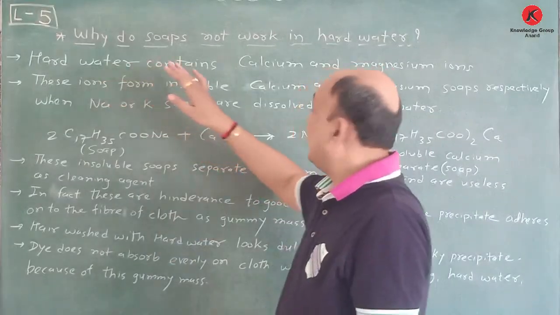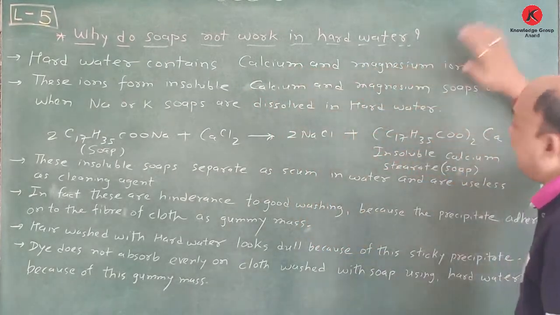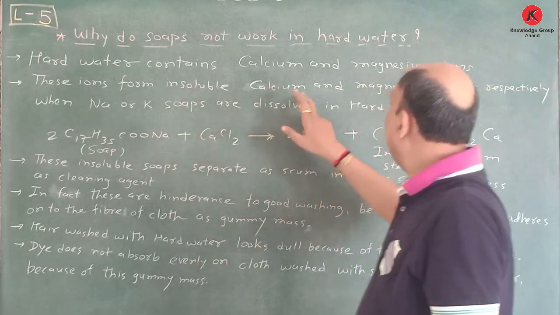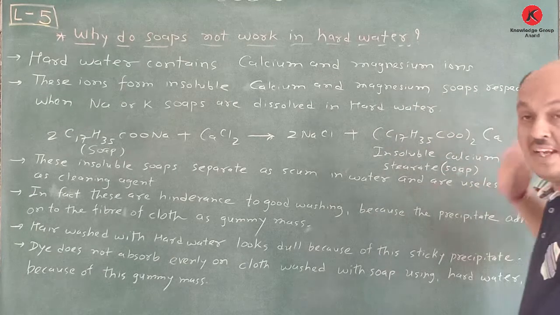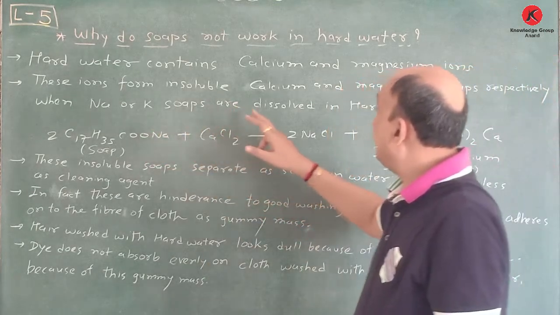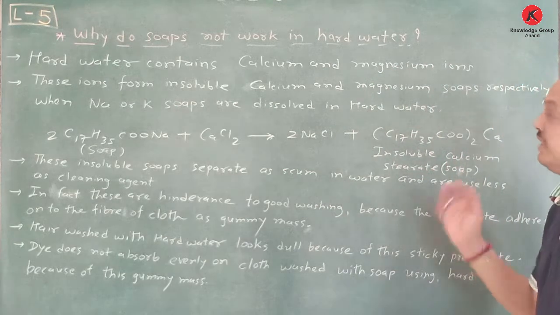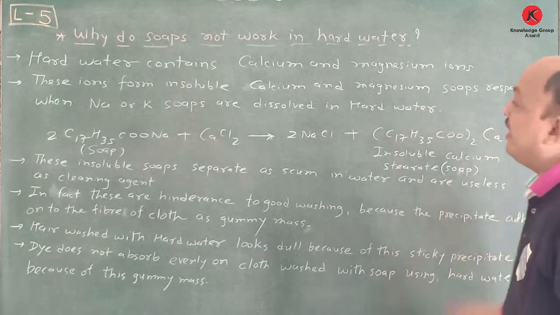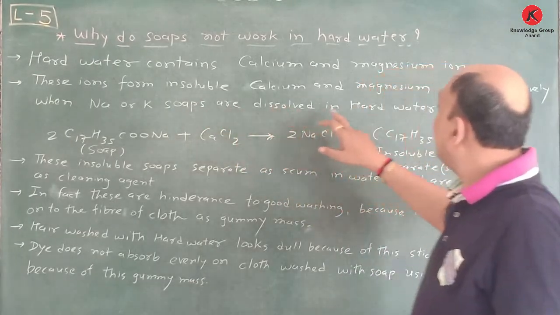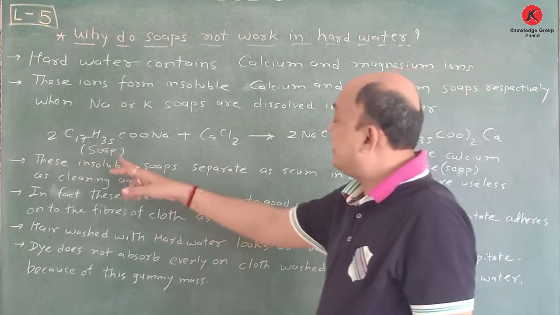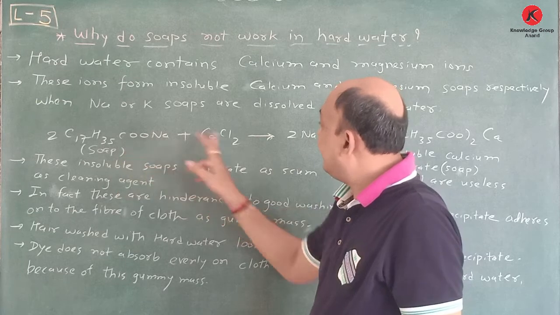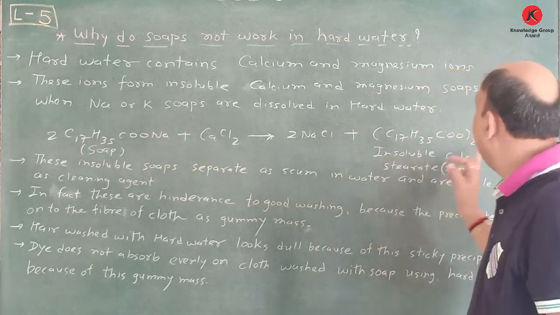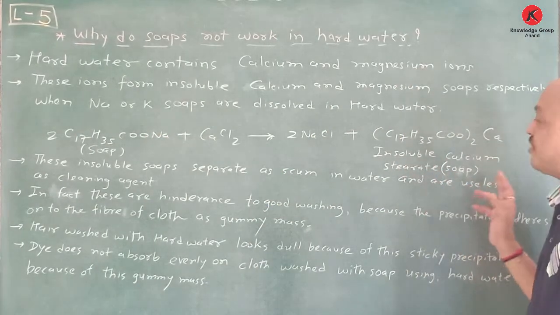Hard water contains, as you already learned in 11th standard, calcium and magnesium ions, Ca2+ and Mg2+. These ions form insoluble calcium and magnesium salts respectively when sodium or potassium salts of soap are dissolved in hard water. So this is a simple reaction. Here NaCl is there, so twice Na and Cl. C17H35COO twice, and then Ca. So insoluble calcium stearate salt is produced.